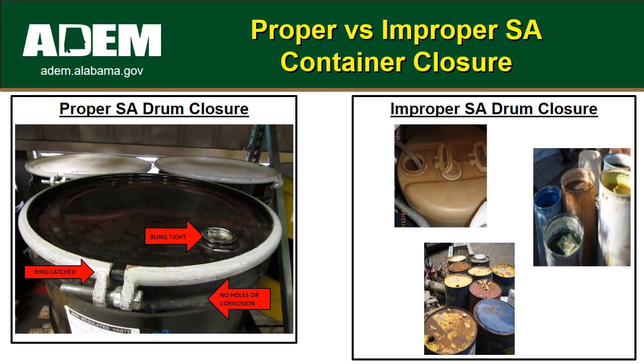This slide illustrates both the correct and incorrect way for containers to be stored while in satellite accumulation. On the left side of the slide, you will see proper satellite accumulation drum closure. All openings on the container must be closed, the lids affixed and tightened, and the container integrity must not be compromised by corrosion or structural damage. On the right side of the slide, you will see improper satellite accumulation drum closure.